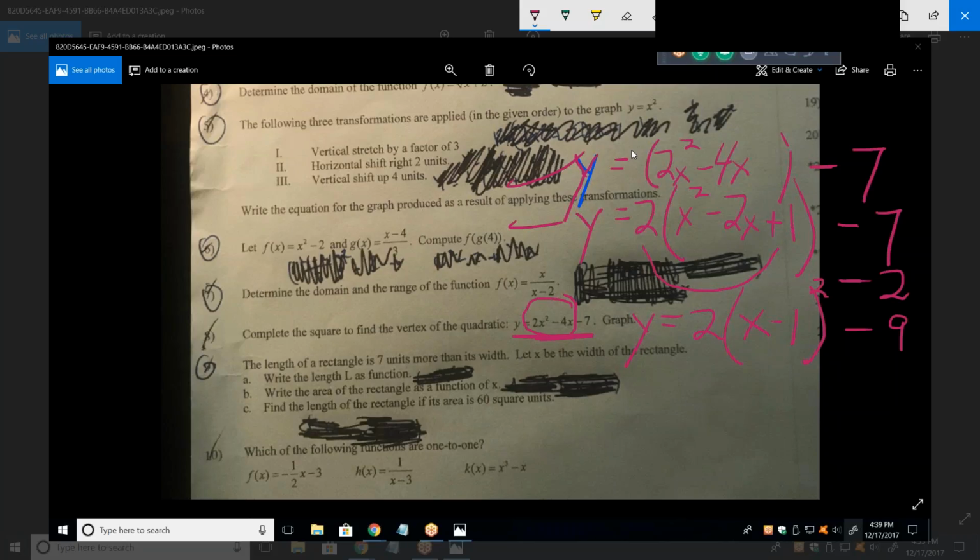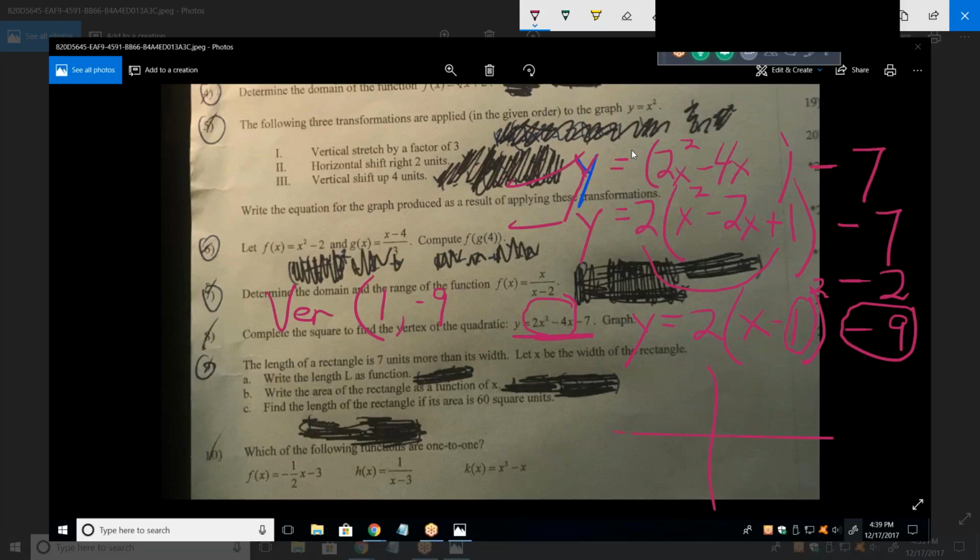Where's the vertex? Isn't that just 2, -9? Or no, that's the x coordinate of the vertex. That is the k coordinate, or the y coordinate of the vertex. That's h, that's k. It's 1, -9. So the vertex is at 1, -9. Does it open up or down? Up.